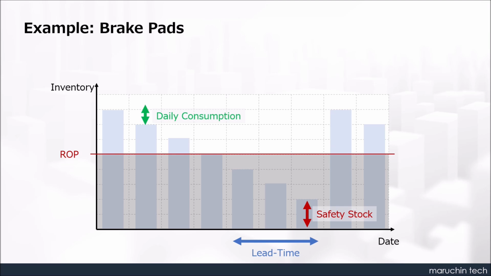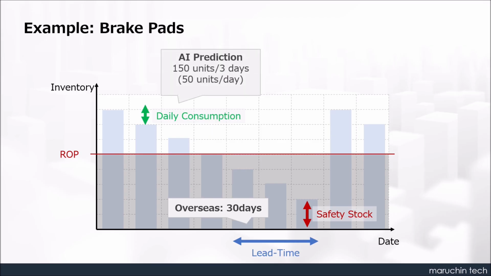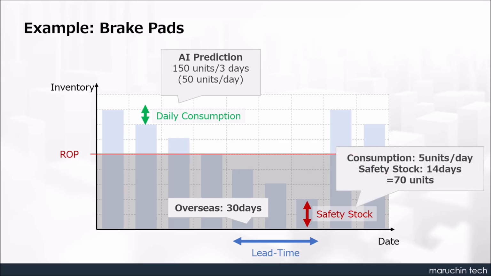Next is the example of brake pads. Since brake pads are sourced from overseas, the lead time is 30 days. Suppose the AI predicts daily consumption of 5 units based on past trends, with a safety stock of 14 days. The baseline is 70 units. The reorder point is calculated as 220 units, combining safety stock and the lead time demand. Therefore, we place an order when logical inventory drops below 220 units.